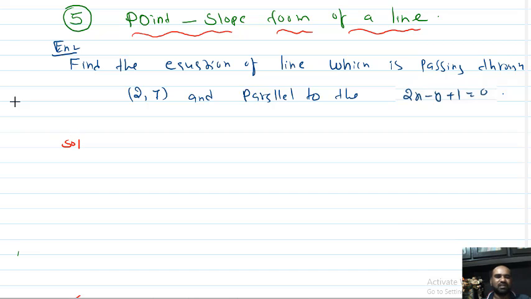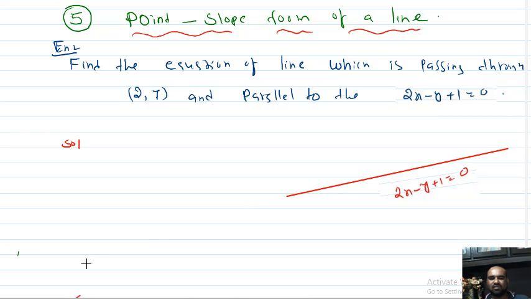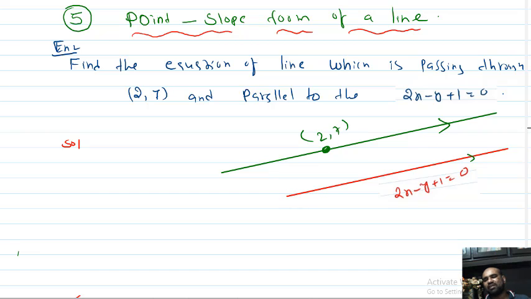First of all, listen students, this is one straight line, a given, fixed straight line: 2x minus y plus 3 equal to 0. Now we want to find another line which is parallel to this, and this line is passing through the fixed point (2, 7). We want to find the equation of the green colored line, which is parallel to the red colored line and passing through (2, 7).